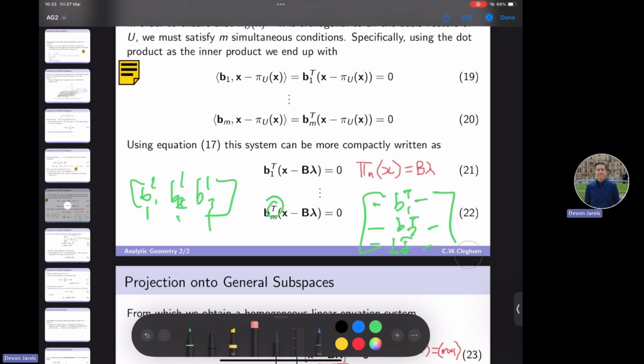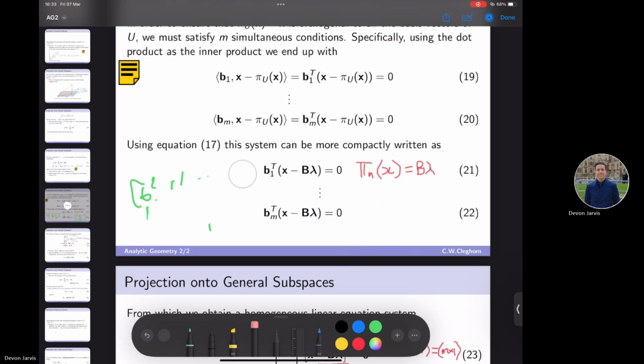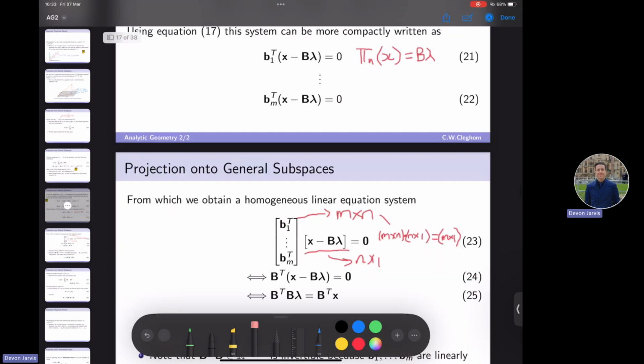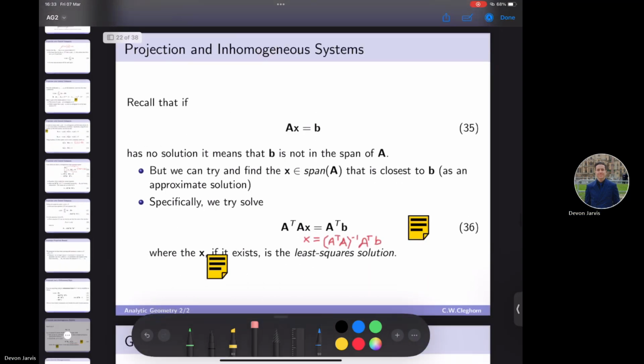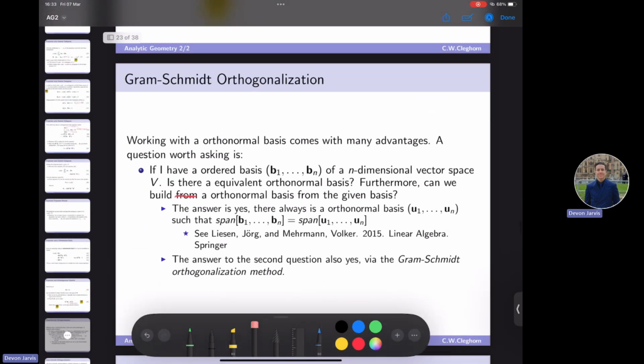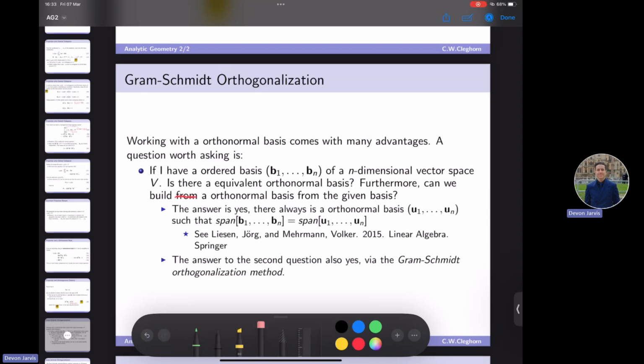Alrighty. Let's find a good checkpoint. That's a good checkpoint. Next week we'll continue with the Gram-Schmidt orthogonalization algorithm.